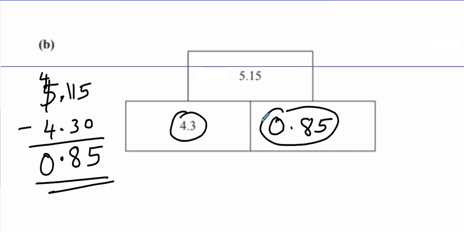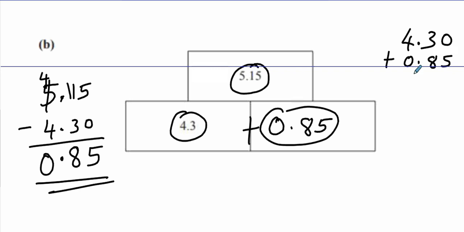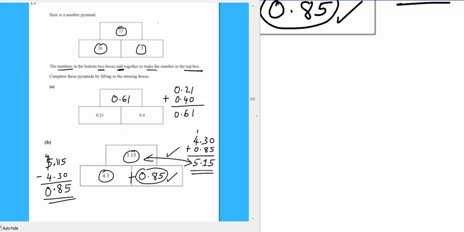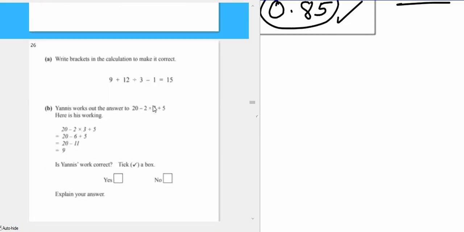Let us see if our answer is correct. The bottom numbers, add them to get the top number. The bottom numbers are 4.3, add it to 0.85. Now here put 0. 0 plus 5 is 5. 3 plus 8 is 11. Carry 1. 1 plus 4 plus 0 is 5. See that? So that shows that our answer is correct. Okay, we move on over here.